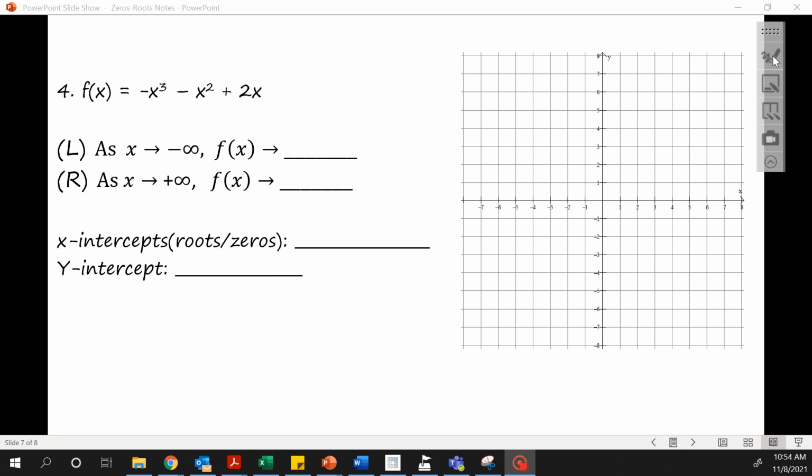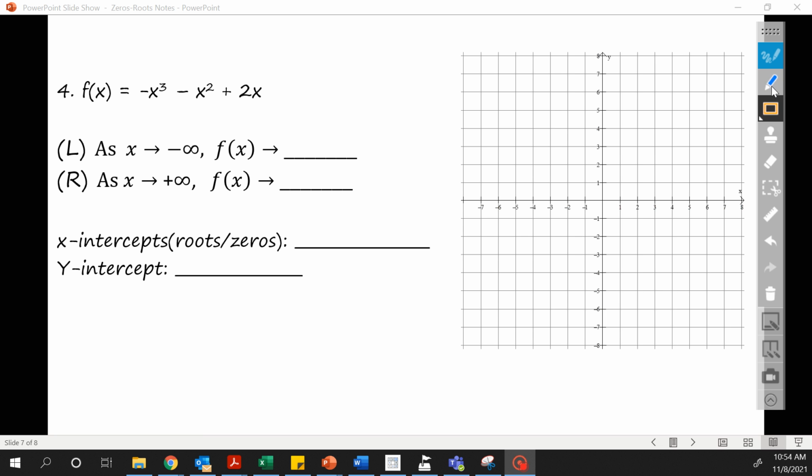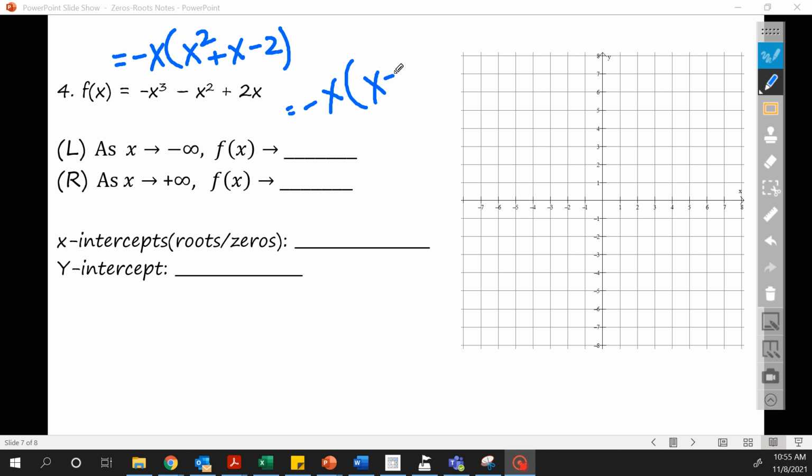Now, number 4, you would actually have to factor this before you go about trying to do this, okay? Because you can see that each of these have a negative x that can be factored out. You factor out the negative x, leaving x squared plus x minus 2. And then we can factor the quadratic x squared plus x minus 2 further. Okay, so in order to graph this, we would need all the factors. So we have negative x, we have x plus 2 and x minus 1. Okay, so this is a third degree with a negative leading coefficient.